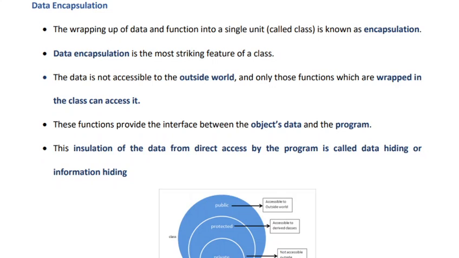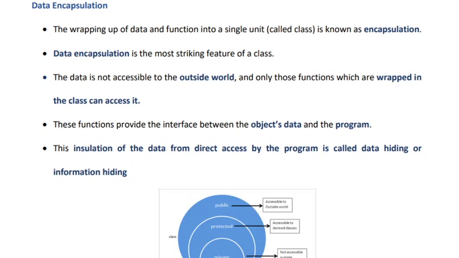So this is one of the striking features of object-oriented programming. Now, as we have said, only the functions defined in a particular class have access to the data. So we have only the functions acting as an interface between the object's data and the program. Interface basically means an interaction medium, right? So only the functions act as an interaction medium for getting information about the data object.